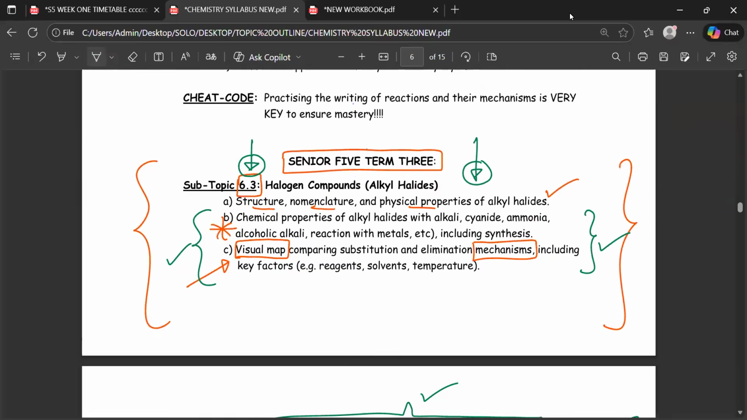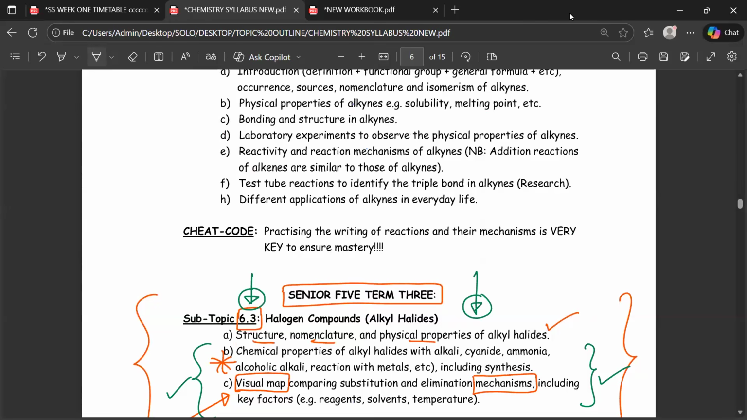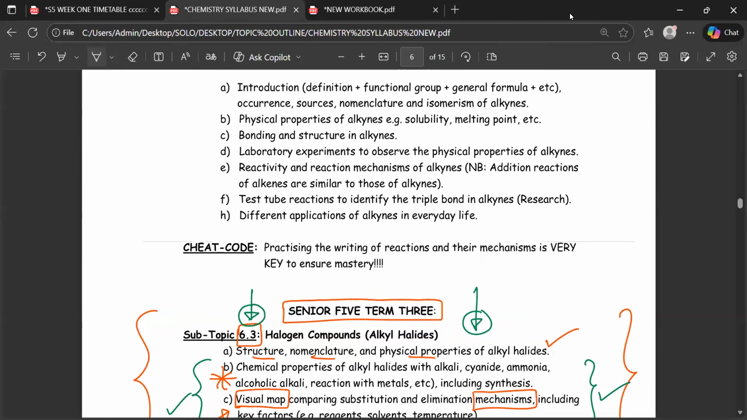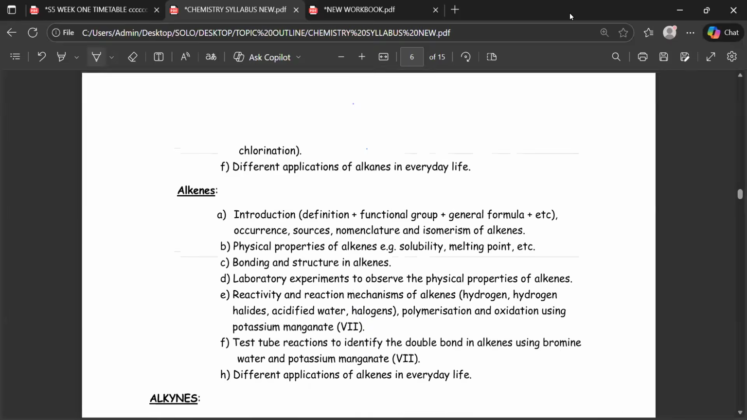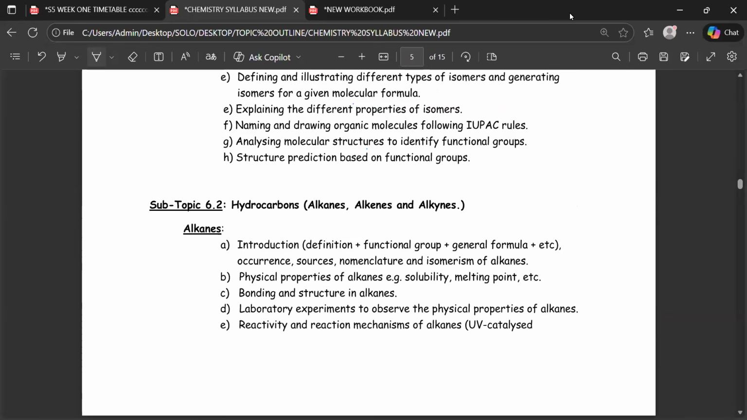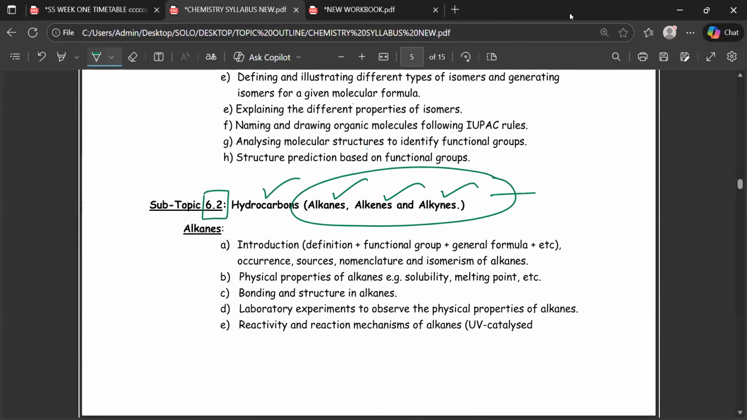Now, someone may ask, what were the other topics? So that was 6.3. So we have 6.2, which was hydrocarbons: alkanes, alkenes, and alkynes. Oh, these ones were done. If you have any issues, it is a Senior 5 Term 2 topic. You go to the drive and check for that work.